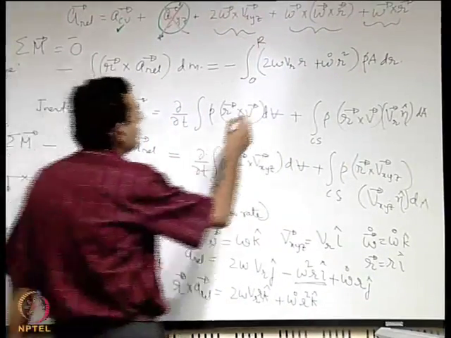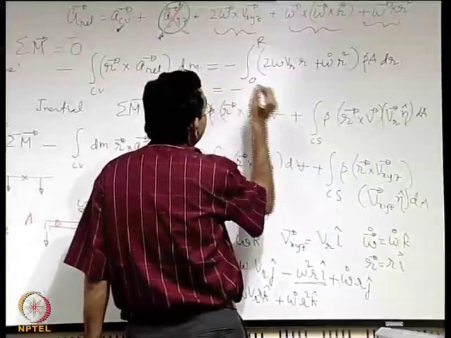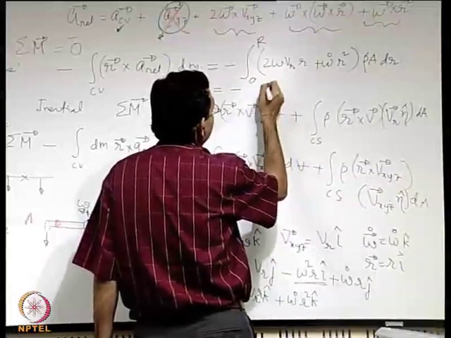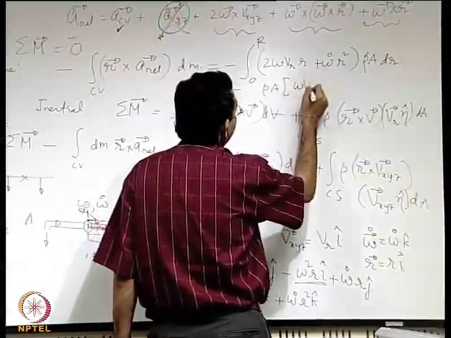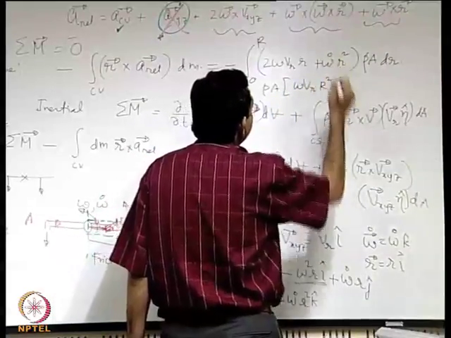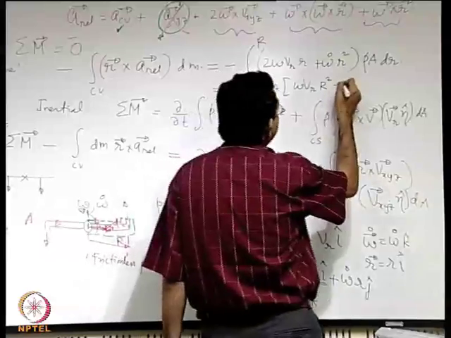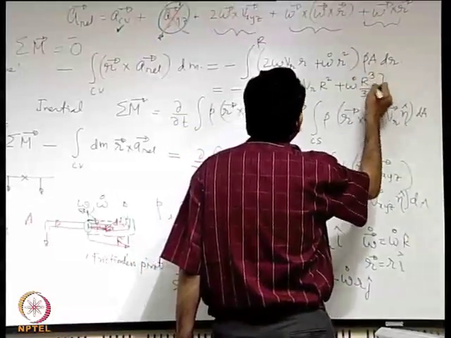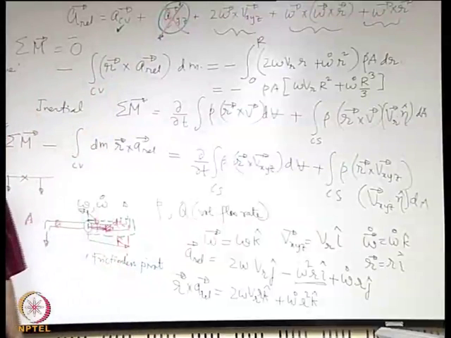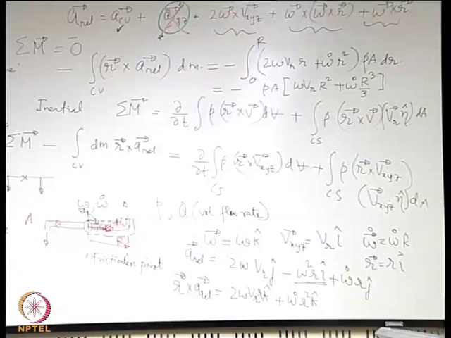So that will become minus rho A times omega v r capital R square plus omega dot R cube by 3.